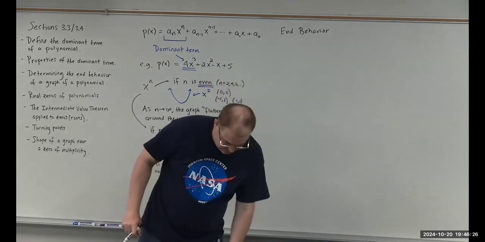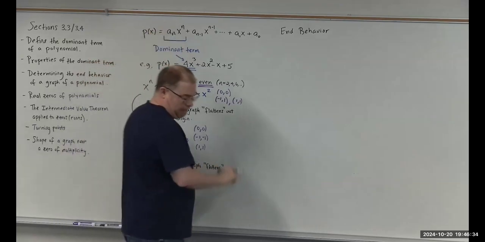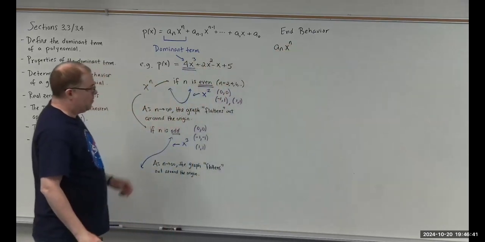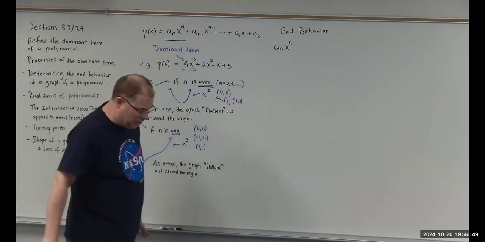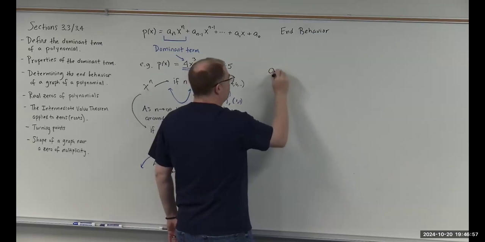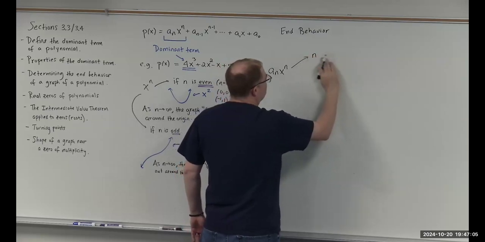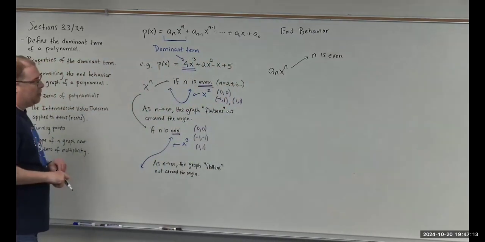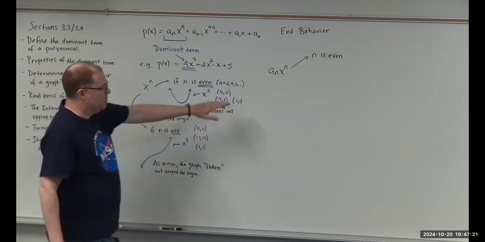Let's say end behavior here. So, looking at this term, we have to consider whether n is even or n is odd. So let's first assume that n is even here. If n is even, we also have to consider something else.